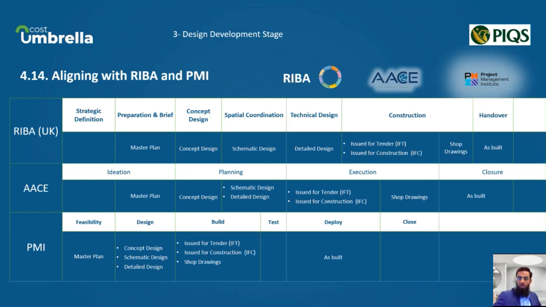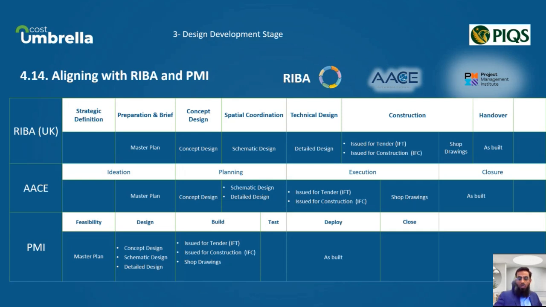Early stages focus on defining the project. RIBA calls these strategic definition and preparation and brief. ASCE refers to ideation and planning, whereas PMI uses feasibility and design. As the project develops, all frameworks address concept and schematic design, moving into detailed technical documentation.